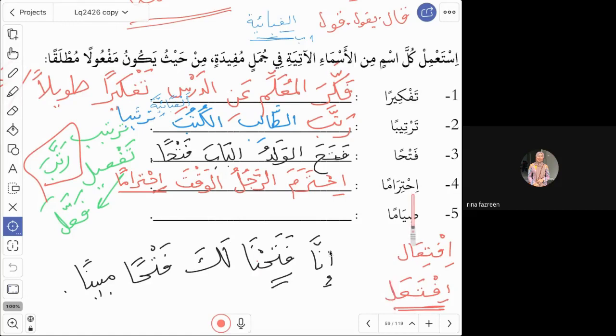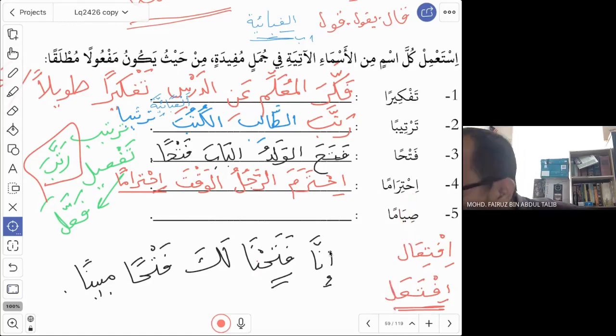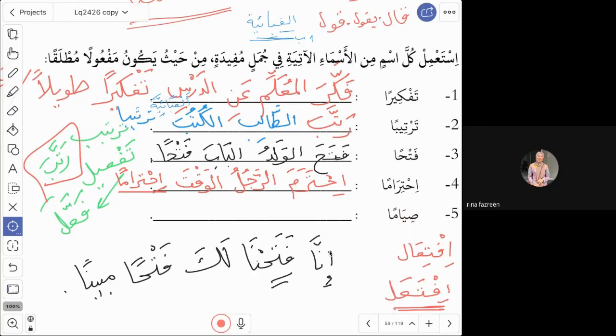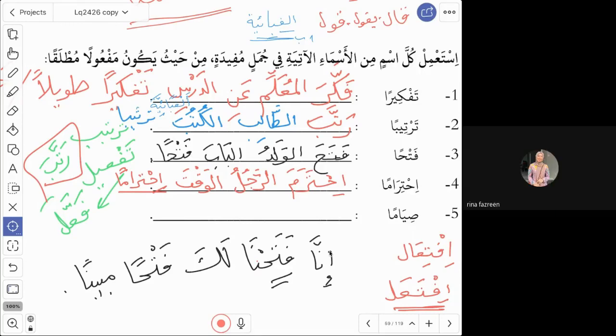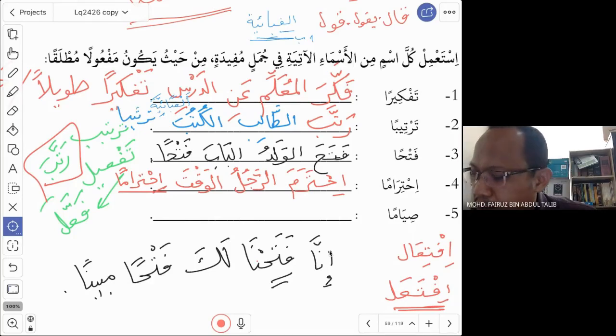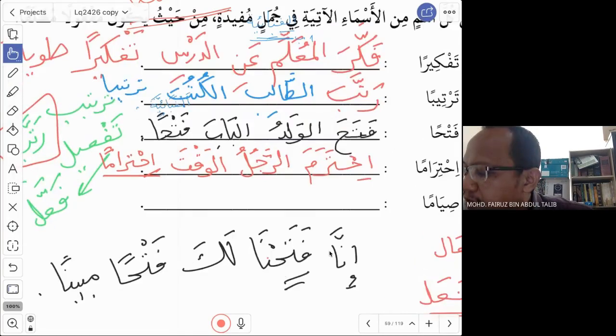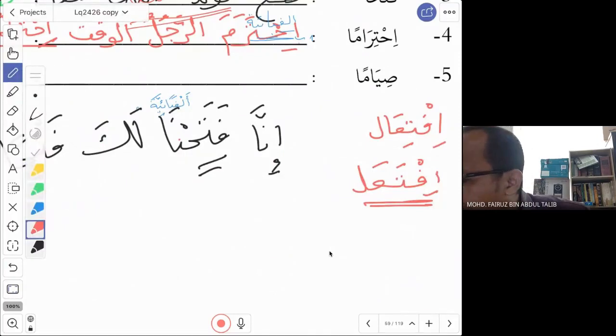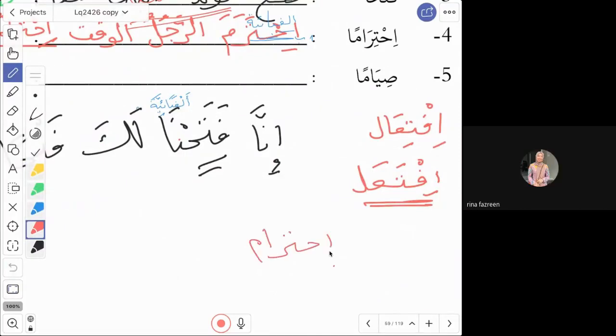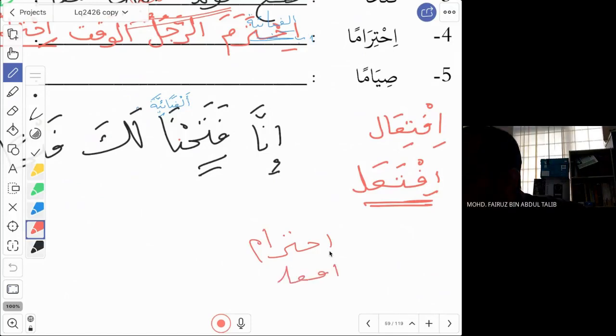If'ilal. Okay, let us see. Boleh tak if'ilal? Let us check. Can we say if'ilal for ihtiram? We can check. Ihtiram. You say if'ilal. The pattern looks similar, but is it?